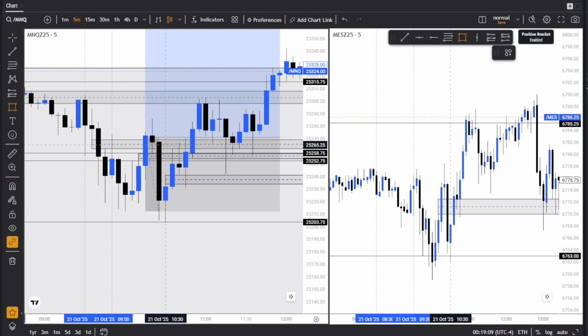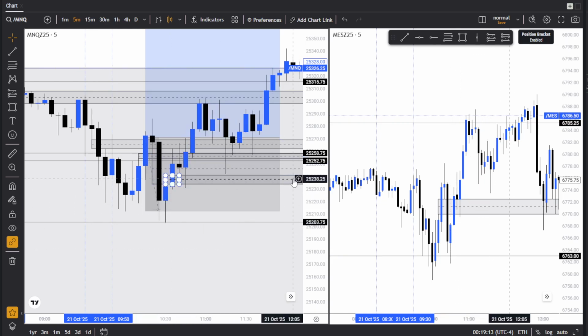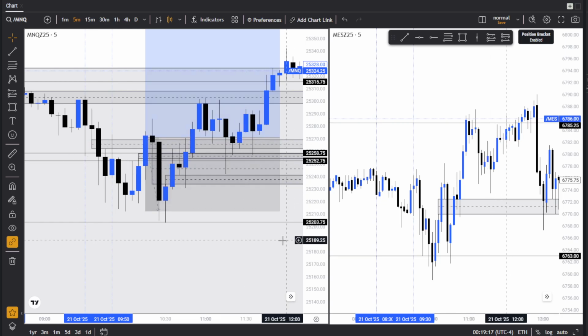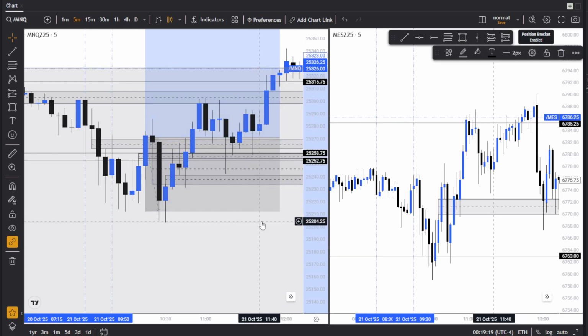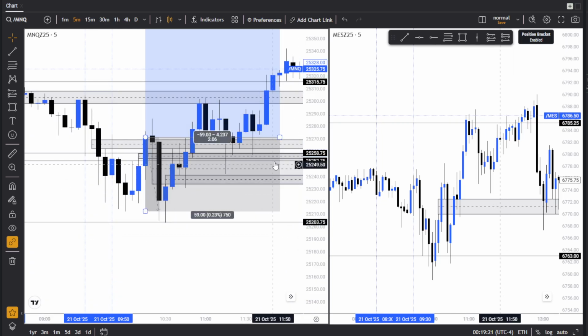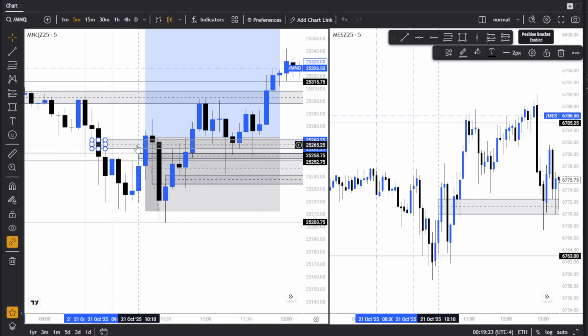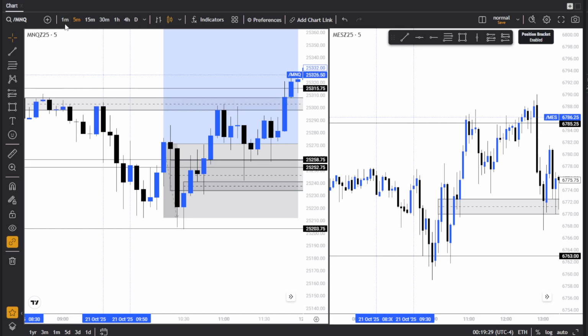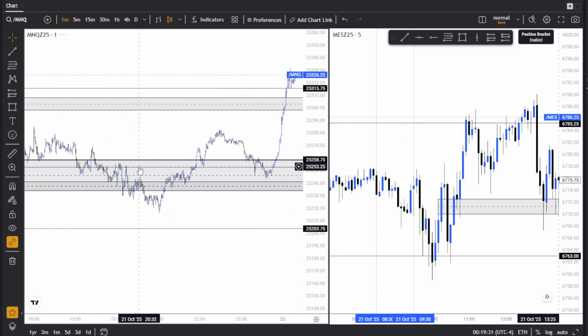Let's see. Boom. Let's actually get rid of this as well. Actually, no, we're not going to get rid of this. Let's get rid of this gap. We could get rid of this gap as well. And this one. Okay. So looking at this now, right, we inverse this 5 minute gap.